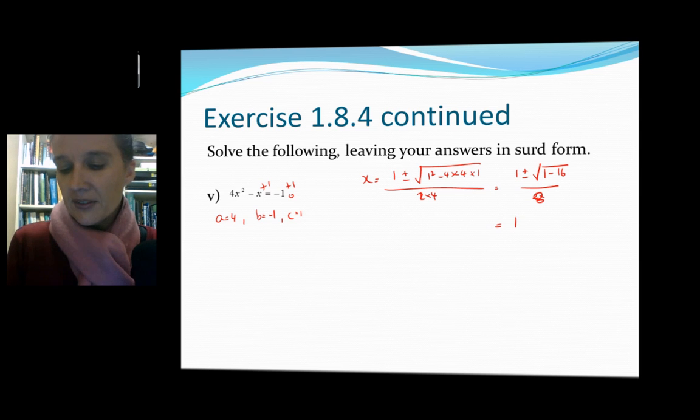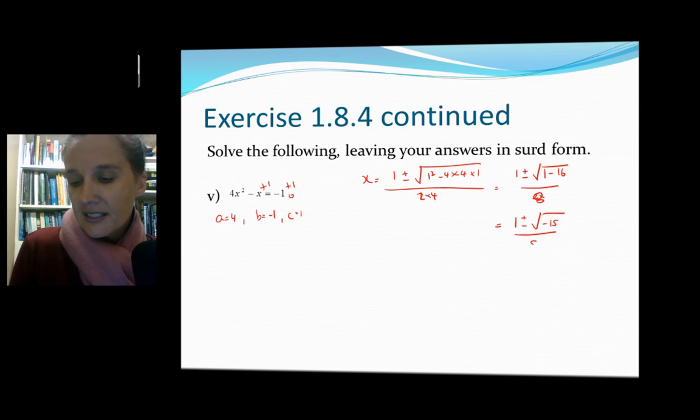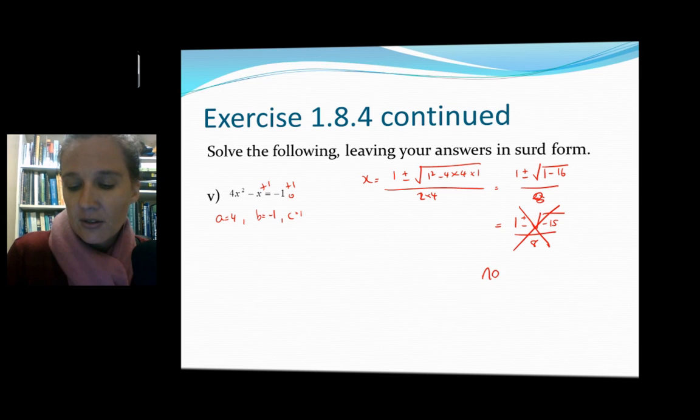And so now we're thinking of something slightly differently. Here we've got the square root of negative 15, and we can't actually do this. This is not a real number. It doesn't exist because anything times itself becomes a positive. So we can't have a square root of a negative number. So this one has no solution.